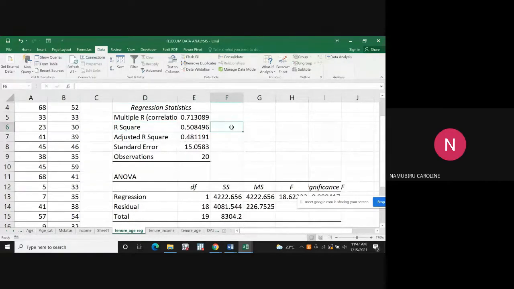So this one here is normally when you square the correlation coefficient, you end up with this value here of the R square. And what does it do? The R square, I want to explain it so that you can appreciate. It tells you the proportion the independent variable, what we understand as the X variable, explains in the dependent.